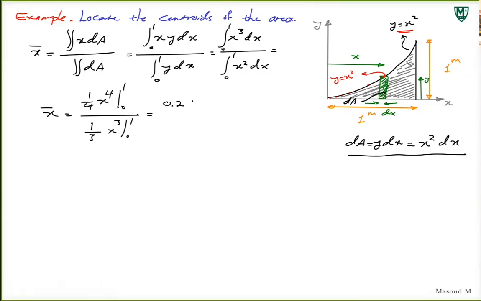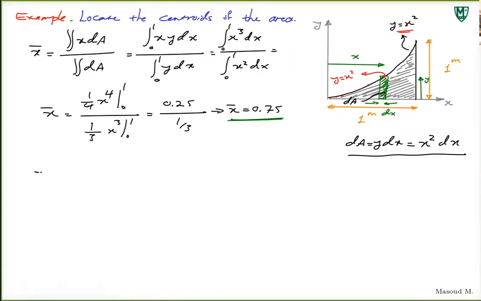That becomes 0.25. This becomes 1 over 3, which gives x bar as, if you do that calculation, you should get, well, 3 times 0.25, so it becomes 0.75. This is your x bar. That is the x coordinate of the center of the area for this area.